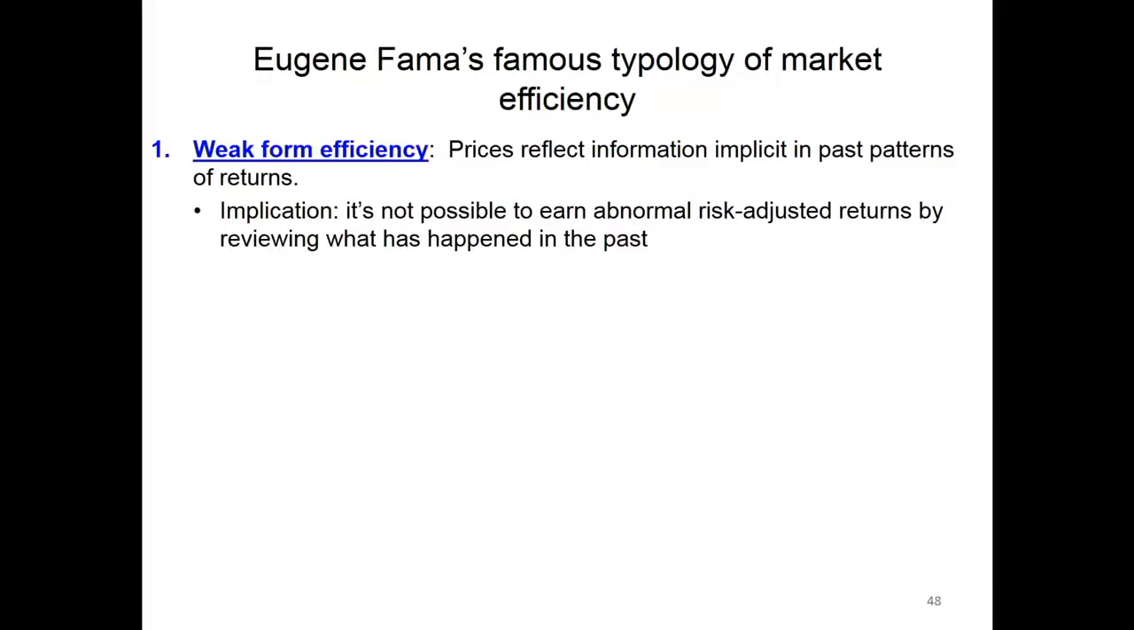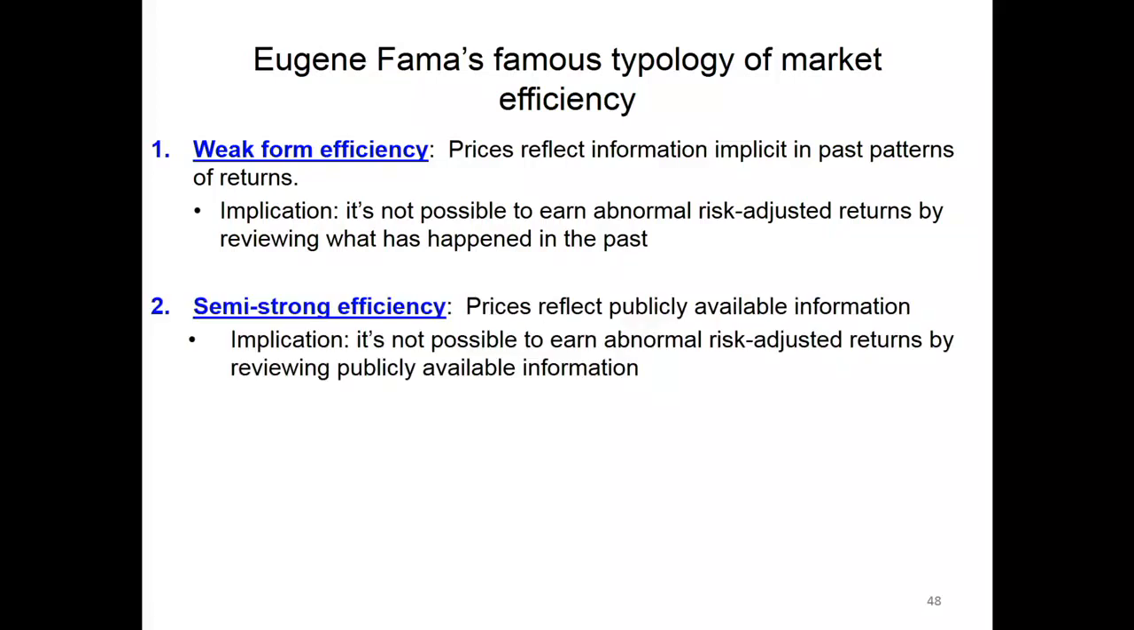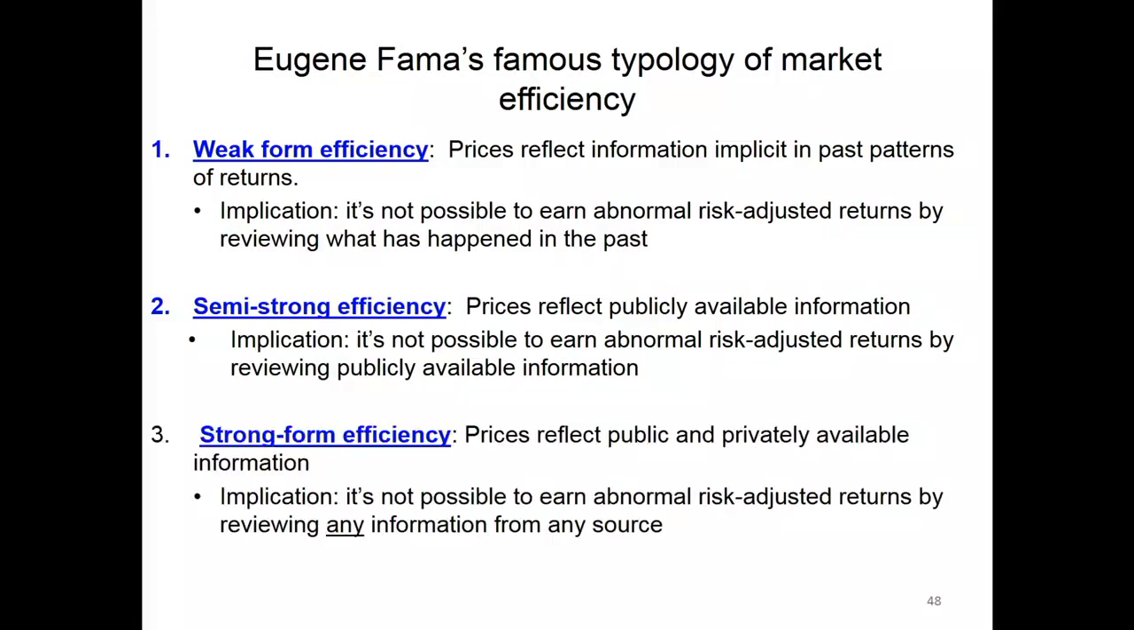And so you have Fama's famous typology of market efficiency. You have weak form efficiency: looking at the patterns of price changes, you can't profit. Semi-strong efficiency: prices reflect publicly available information, so you can't make a riskless profit by poring over analyst reports, because this is already in the public domain. And strong form efficiency, where prices reflect public and privately available information.